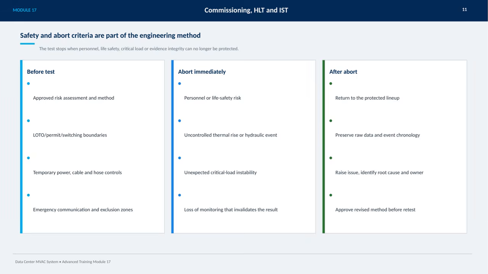During the test, if there's any personnel or life safety risk, uncontrolled thermal or hydraulic events, unexpected critical load instability, or loss of monitoring that compromises the results, we abort right away. After aborting, we return to a safe, protected lineup, preserve all raw data and event chronology, and then raise the issue to identify the root cause and responsible party. Only after a revised method is approved can we proceed with retesting. This process ensures safety and reliability at every step.